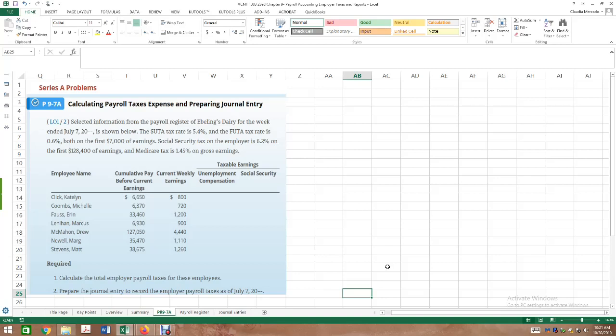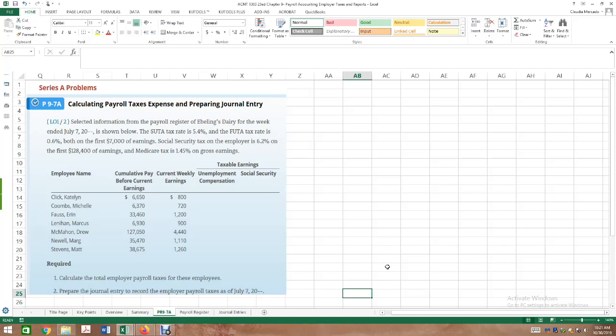Social Security tax on the employer is 6.2% of the first $128,400 of earnings. So once again, our cap for Social Security is $128,400. If the employee goes above that, then we don't have to pay any more Social Security. And Medicare is 1.45% of gross earnings. Medicare does not have a cap. We pay Medicare tax on all of your earnings.